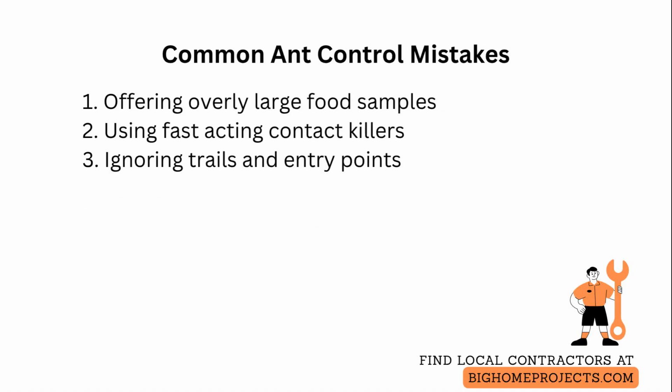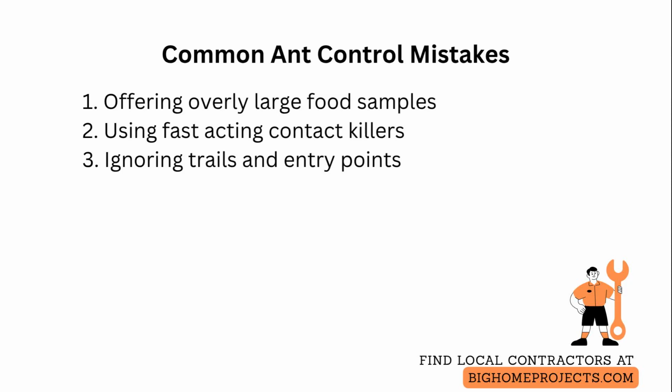One common mistake is offering too large a food sample which feeds, rather than tests, the colony. Use tiny portions and remove uneaten samples after your observation period. Another issue is selecting a fast-acting contact killer that kills workers before they share bait with the nest. Instead, use a delayed toxicity bait matched to the observed food preference.